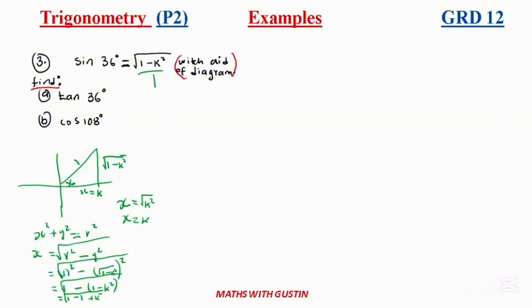Great stuff. So now let's come here and have a look at a. It says tan 36. Tan 36 is going to be what? Opposite over adjacent. So we know the opposite is the square root of 1 minus k squared, over the adjacent, which is k, the one we just calculated. Right, now here's b. It says cos 108.